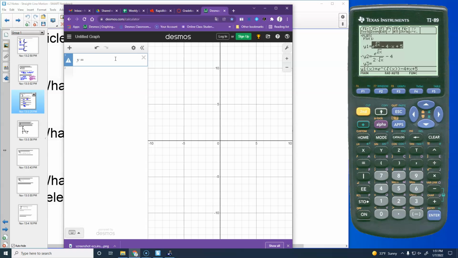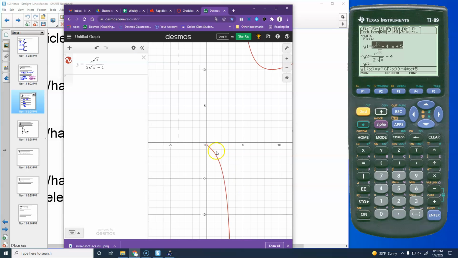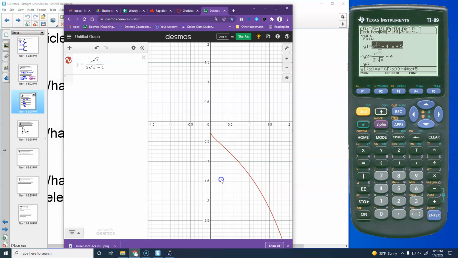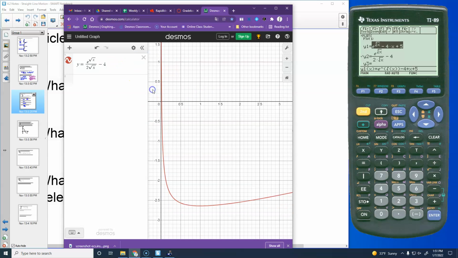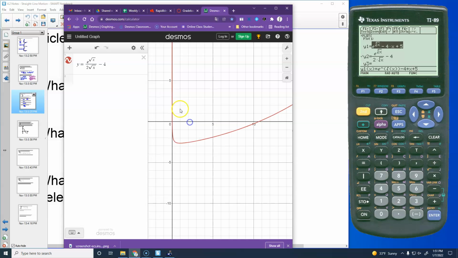So you've got y equals e to the square root of x over 2 square root of x minus 4. So that's the derivative that we saw. And, oh wait, this minus 4 needs to be over here, sorry. Okay, so the graph looks like this, but when we graph it on our calculator here, it's hard to see that there's that vertical asymptote there.